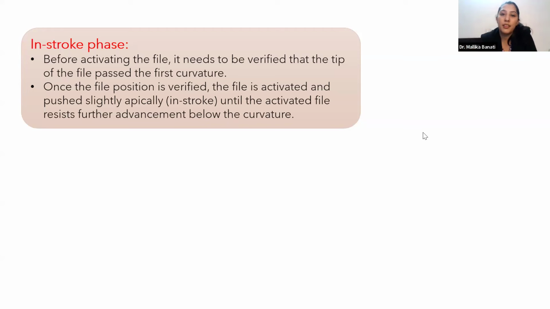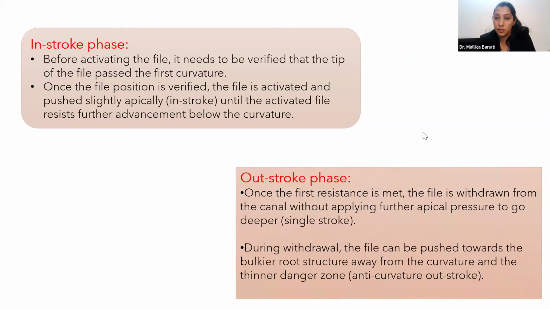Once the file position is verified, the file is activated and then pushed slightly apically, which is the in stroke, as we say, until the activated file resists further advancement below the curvature. Outstroke phase is once the resistance is met and felt, the file is withdrawn from the canal without applying any further apical pressure in a single stroke.